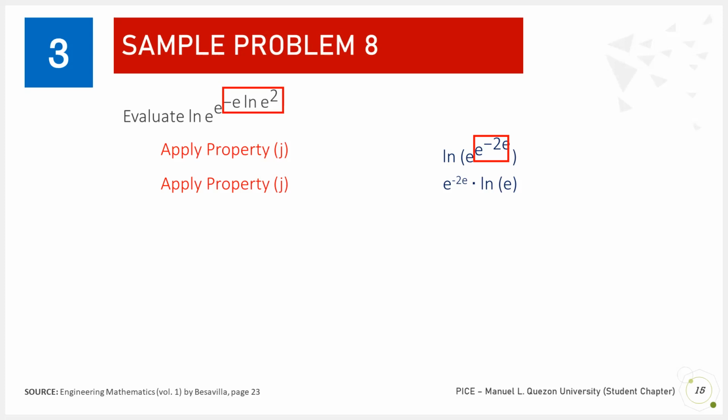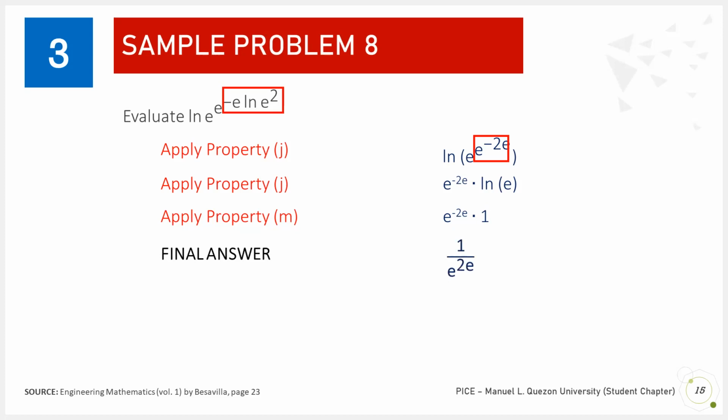So we have e raised to negative 2e, and yung matitira na lang doon sa natural logarithm na expression is the natural logarithm of e. And we have to take note again, ulit-ulit tayo, na ang natural logarithm of e is equal to 1. So ayan, e raised to negative 2e is multiplied by 1. So ang final answer natin is 1 over e raised to 2e.